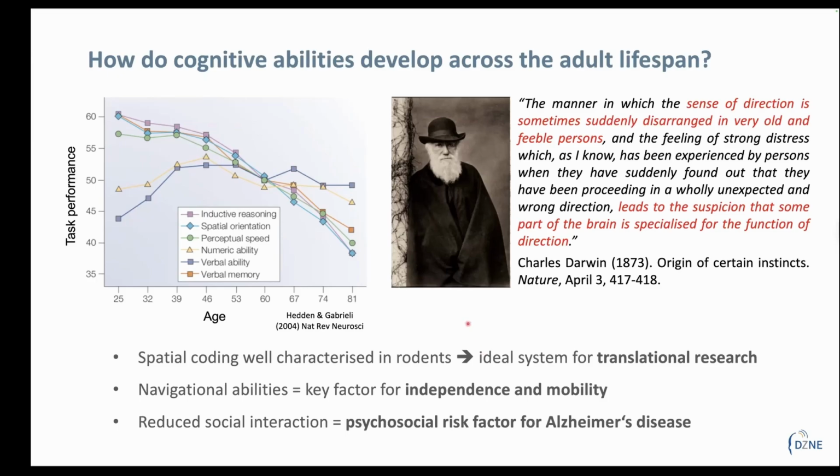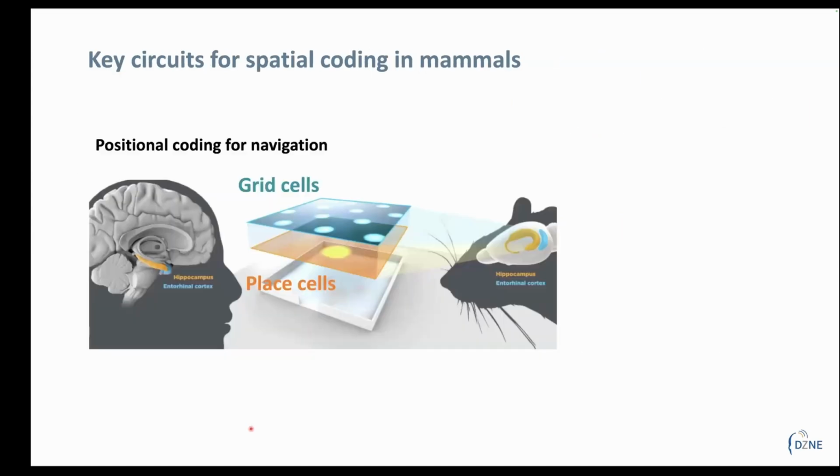Why is this an interesting system to work on? We have a lot of very detailed, very beautiful work in animal models, mainly in rats and mice, that have mapped out the navigation circuit. So it's an ideal system for translational research across species. Secondly, navigation abilities are very important for independence and mobility. If you lose your sense of direction, it will have a direct impact on your mobility, and it can also lead to reduced social interaction. This is actually one of the psychosocial risk factors for Alzheimer's disease.